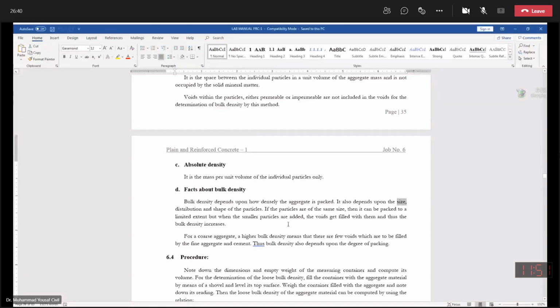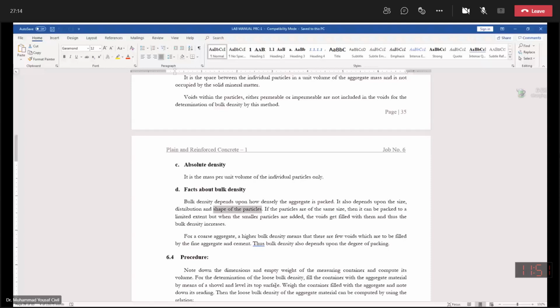So these are the parameters which affect the bulk density: size, distribution, and shape of the particle. If all the particles are rounded, more space will be there. If they are angular, then least space, because the voids may also be taken up by the pointed edges of the aggregate. So the size, distribution, and shape of the particles are very important to be considered when you are going to find out the bulk density.